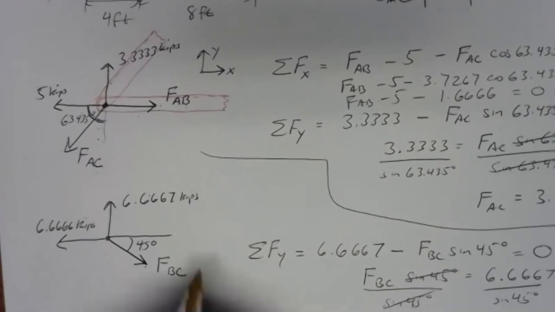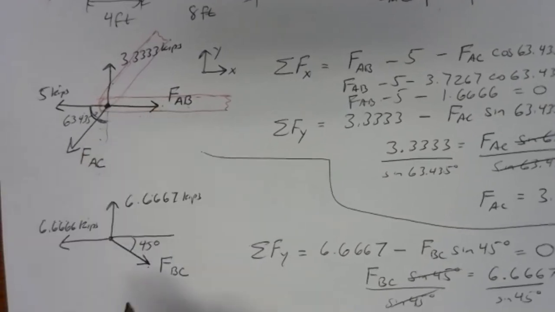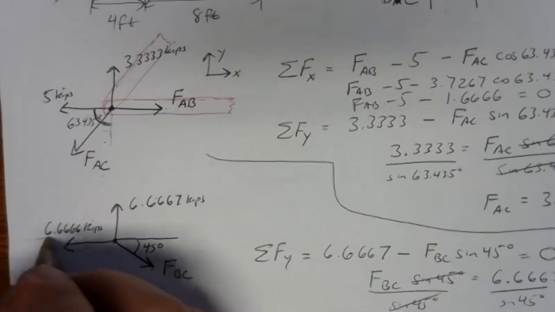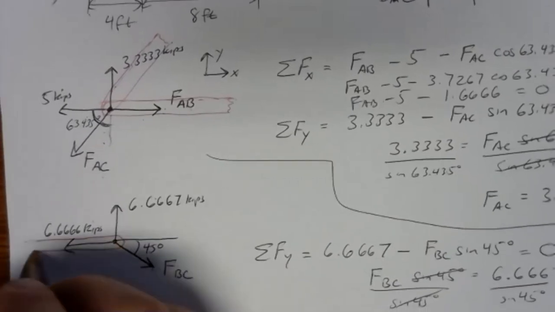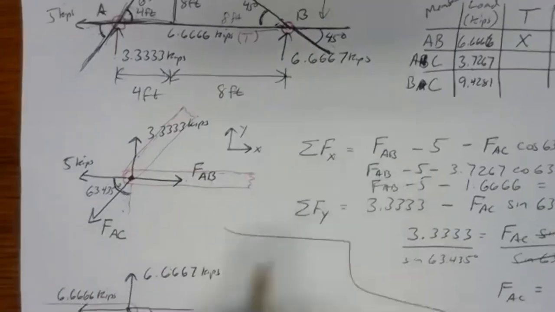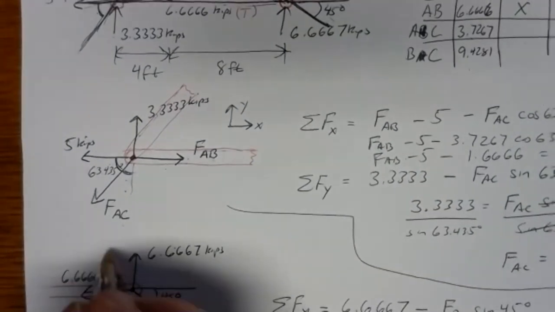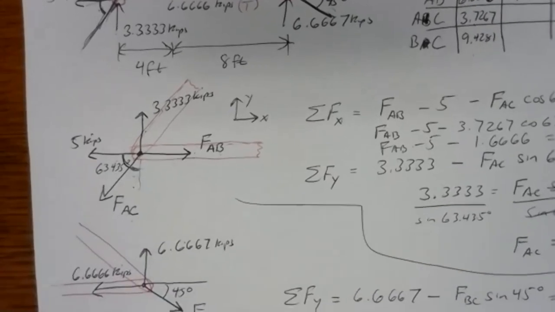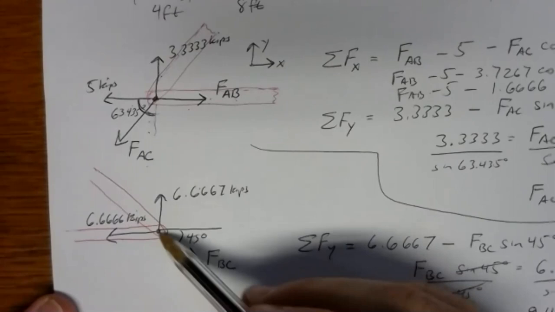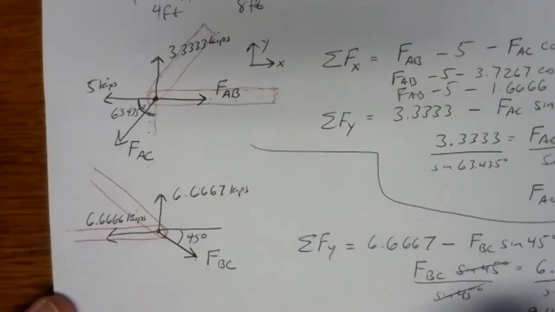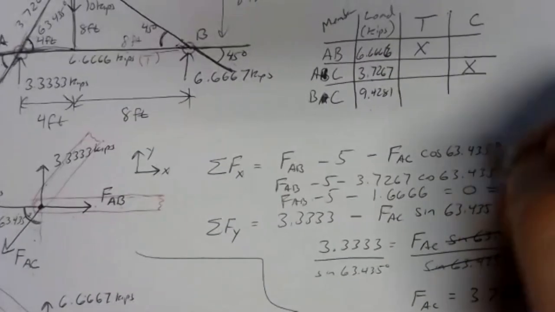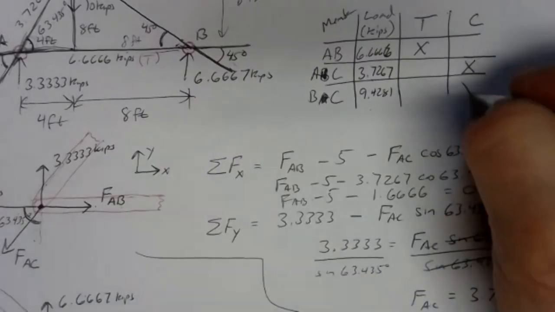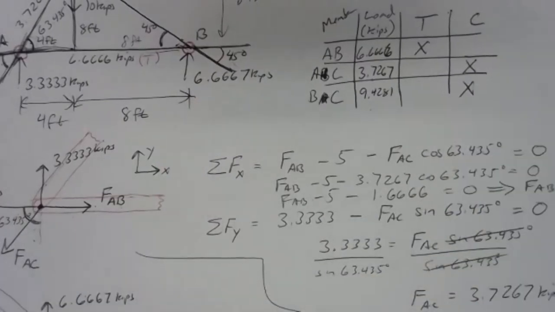Now, if we follow the same principle we did up here, we can sketch the members in. Here's member AB. It's the right-hand side of member AB, but we don't need to worry about that one. We need member BC. Member BC is up here. So member BC is pushing joint B away. Members that push away, they're in compression. So member BC is in compression.